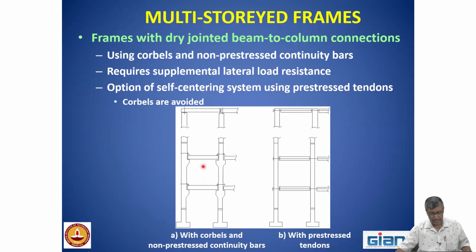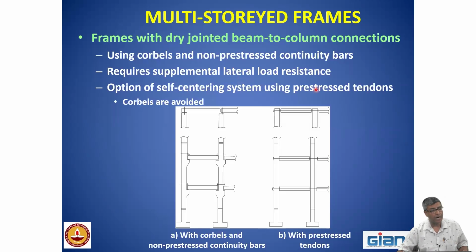The other option is that you provide corbels, which was also shown today, to support the beams, and then you can have some cleats and you can have some bars connecting them. Like that, you are trying to have some continuity. And this system of course requires a lateral load supporting system, because we are assuming the beam to column to be pin jointed. It is like a seated connection.